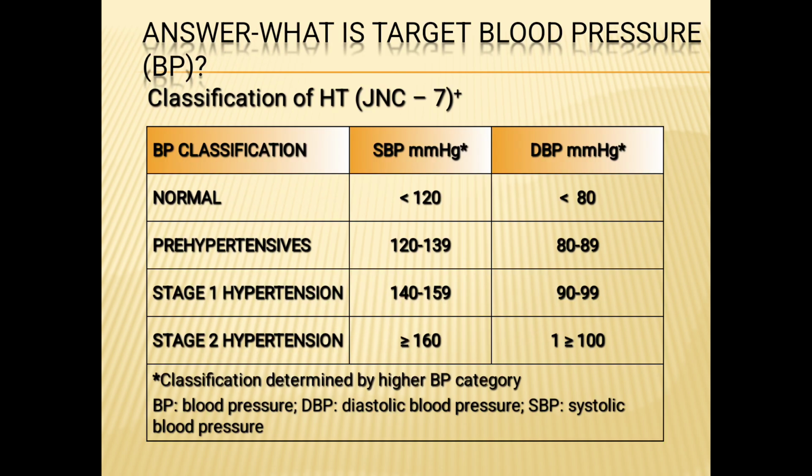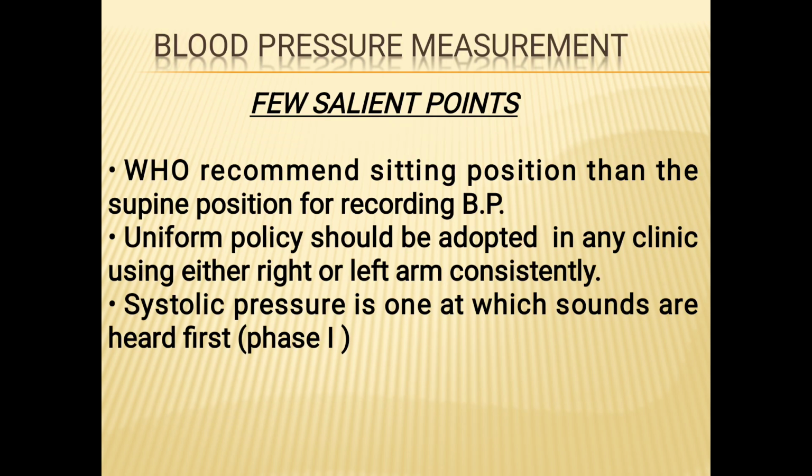So the student will answer what is the target blood pressure according to the classification of hypertension as per the recent guideline, or the JNC 7 guidelines, where normal, pre-hypertensive, stage 1 and stage 2 hypertension systolic blood pressure and diastolic blood pressure values are there according to this table.